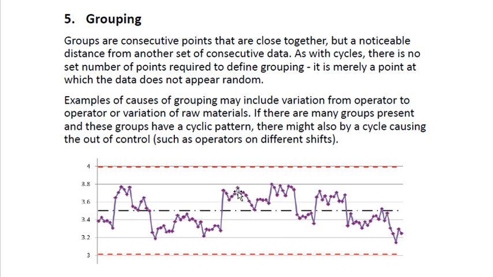Example causes of grouping may include variations from operator to operator, or variations in your raw materials. If there are many groups present and these groups have a cycle pattern, they might also be caused by a cycle, such as operators on different shifts. These are the things that can cause groupings of your data points. Every time you see grouping of the data points, that's the indication that you need to take a look at your process and do something to get your process back into control.